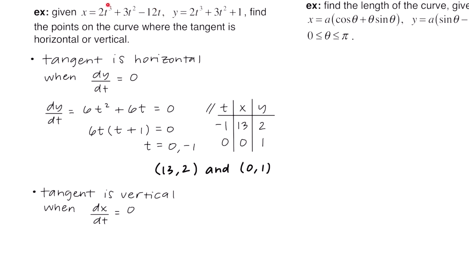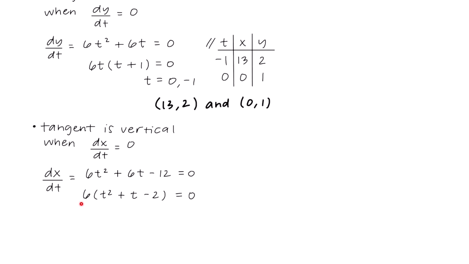So we're going to take the derivative of this and set it equal to 0. So for dx/dt, we get 6t squared plus 6t minus 12, and we set this equal to 0. I factored out 6, and we're left with t squared plus t minus 2. Next, I'm going to divide 6 from both sides of the equation. And then we can factor this to (t plus 2) times (t minus 1). So we end up getting that t is equal to negative 2 and 1.